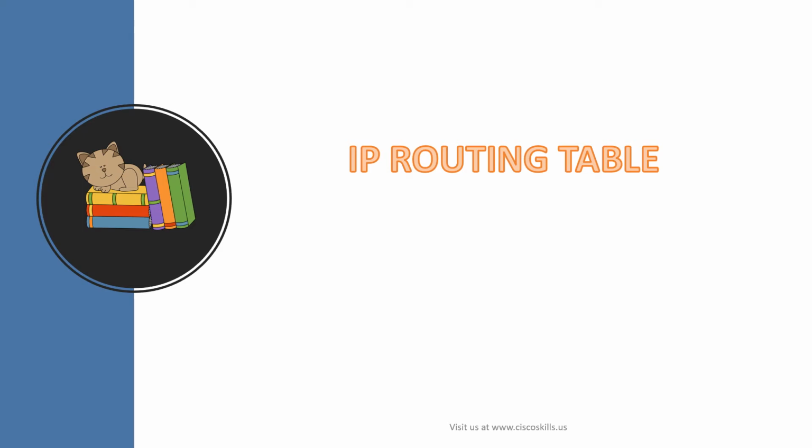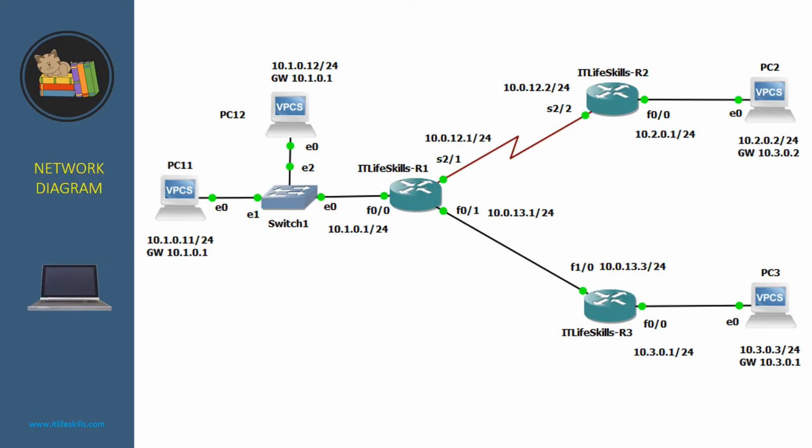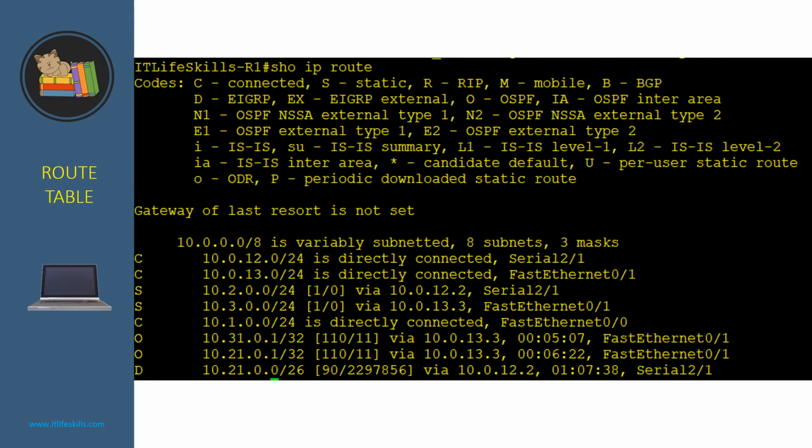In this lesson, we will learn about the IP routing table. Here is the network diagram that we will use in this lesson. To make it simple, we only focus on the routing table of IT Life Skills Router 1. Here is the routing table on IT Life Skills Router 1. To display the routing table at the privilege mode, we issue the command show ip route.